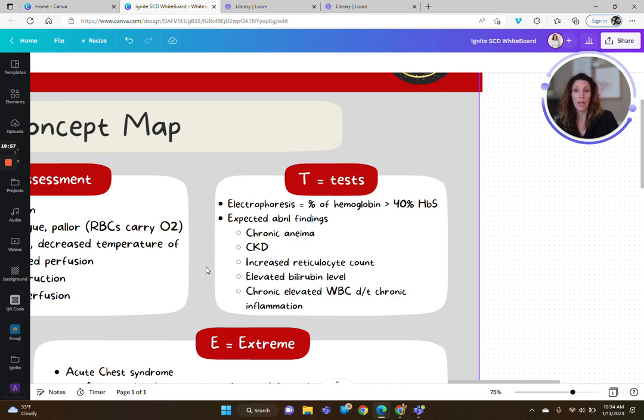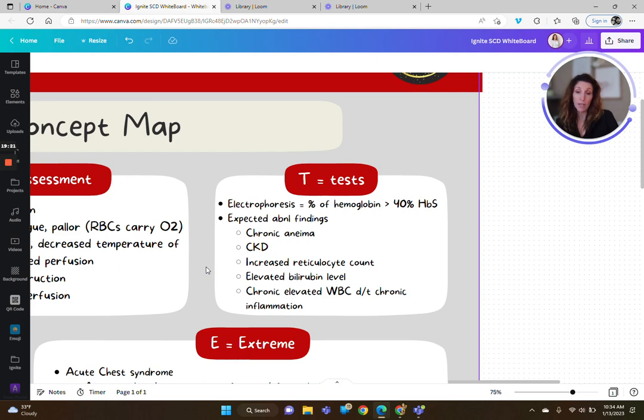And in patients that have sickle cell disease as a chronic disease, they're going to likely have an increased reticulocyte count. And then the elevated bilirubin level, and that is as a result of rapid red blood cell destruction. We get more of the bilirubin released. So this will show up in their labs, elevated bilirubin.